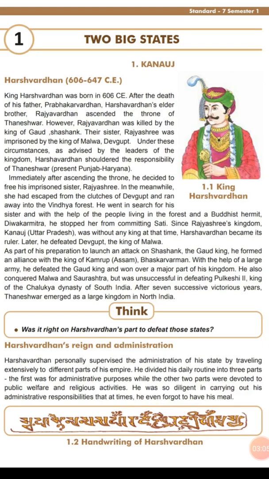He divided his daily routine into three parts. The first part was for administrative purpose, means one part of the day was only and only given for administrative things. Okay. The second part was devoted to the public welfare. Public welfare means for the good of the public. Harshvardhan was a very kind-hearted king. For him, his public was on the topmost priority. Okay, he took very much care of his people.